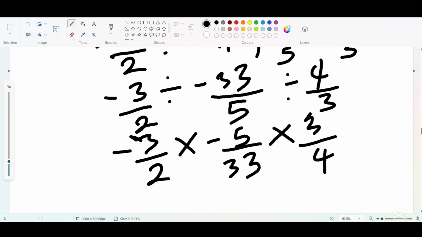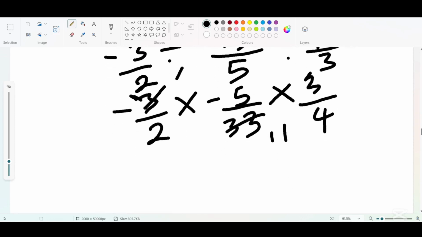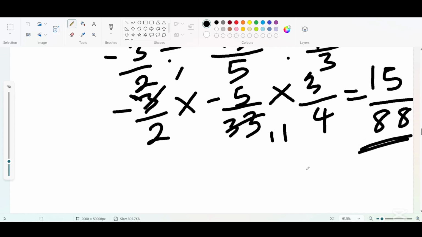So at this point, we will now cut whatever is able to cut. So 3 here, 1, 3 here, 11. I think that's the only thing that can cut. At this point, we just multiply out. So minus times minus will give us plus. So the final answer is going to be plus. Now 5 times 3, that will be 15. So that will be 15 all over. Now 2 times 11, that will be 22, and 22 times 4, that's 88. So the final answer is 15 all over 88.